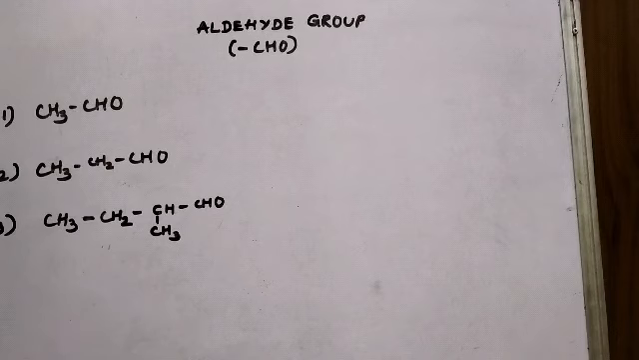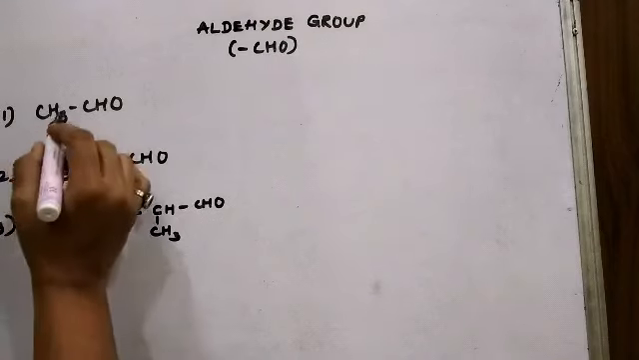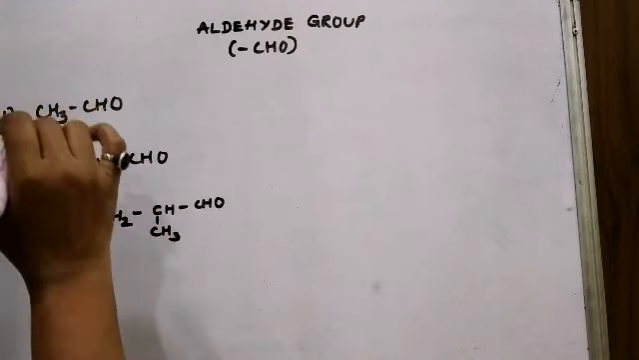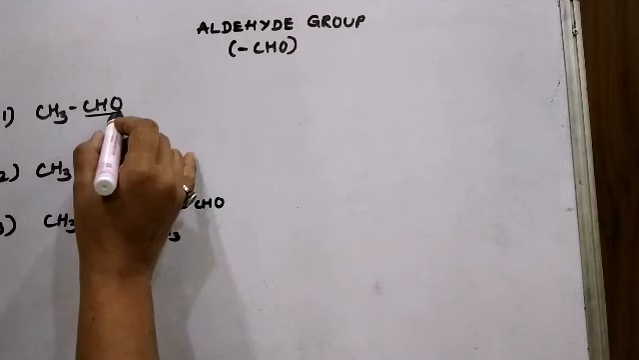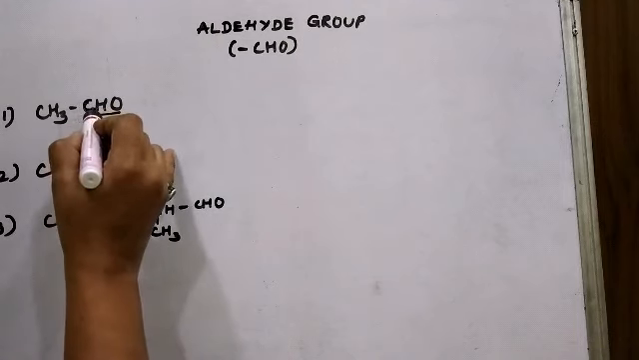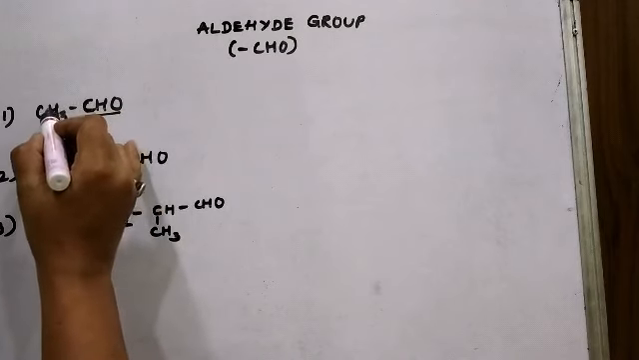The next functional group is aldehyde. This group is denoted by CHO. Now let's take the first example. The structural formula given is CH3CHO. Now you will find in this aldehyde group we have a carbon atom. So even this carbon atom has to be counted when we number the carbon atoms.